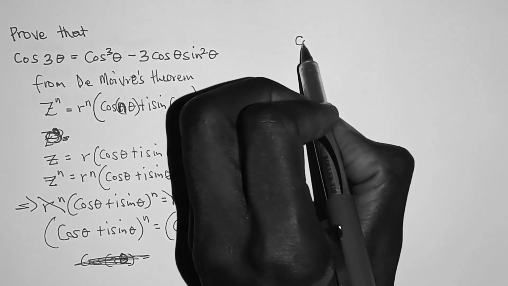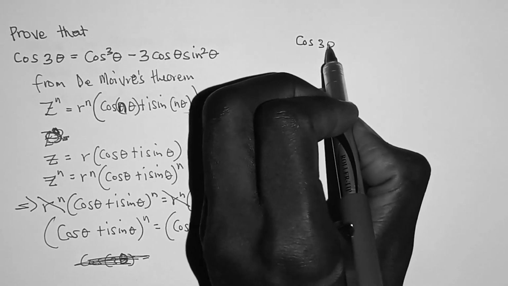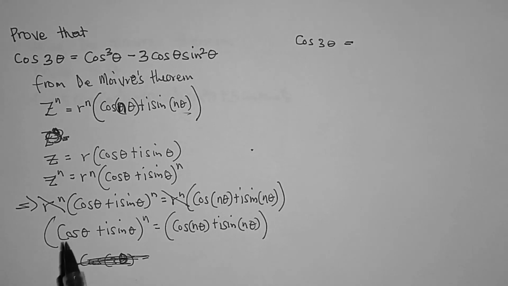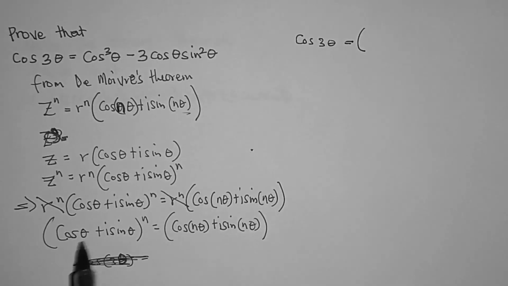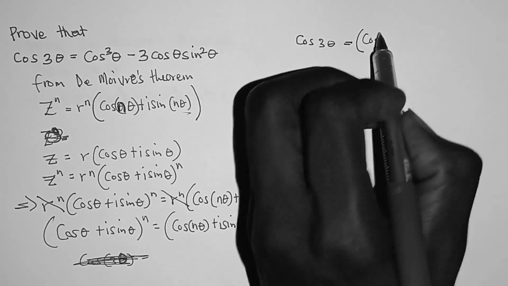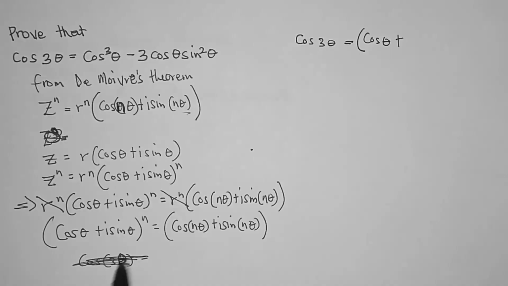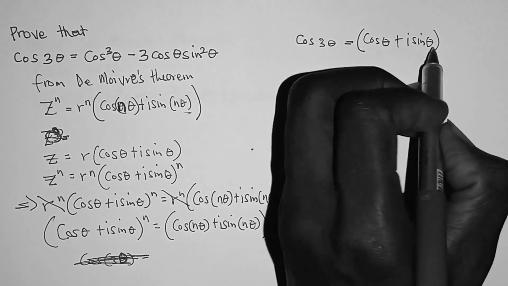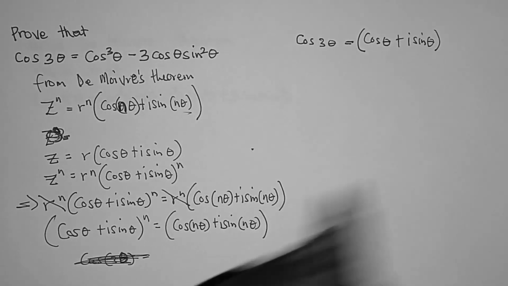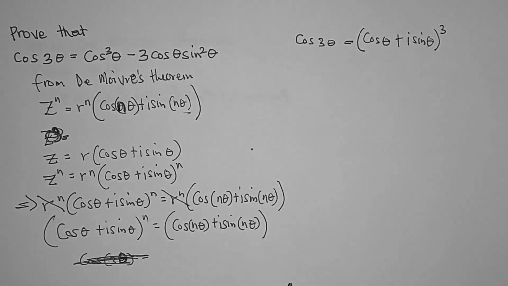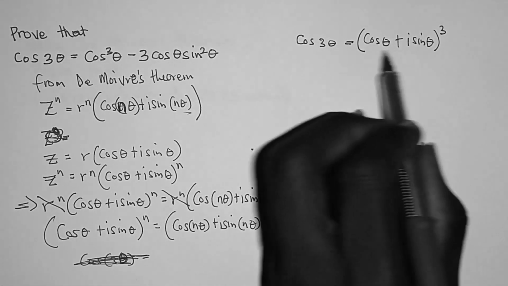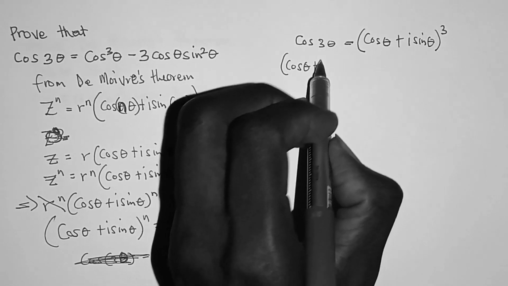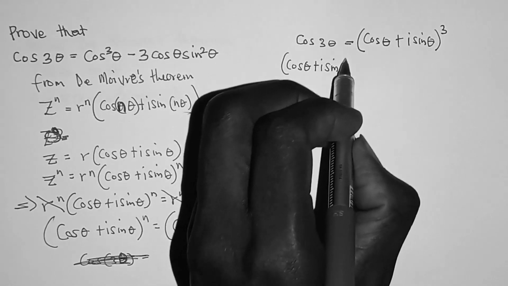So cos 3 theta plus i sine 3 theta is going to be (cos theta plus i sine theta) to the n, and n is 3 in this case. So let's go ahead and expand (cos theta plus i sine theta) to the exponent 3.